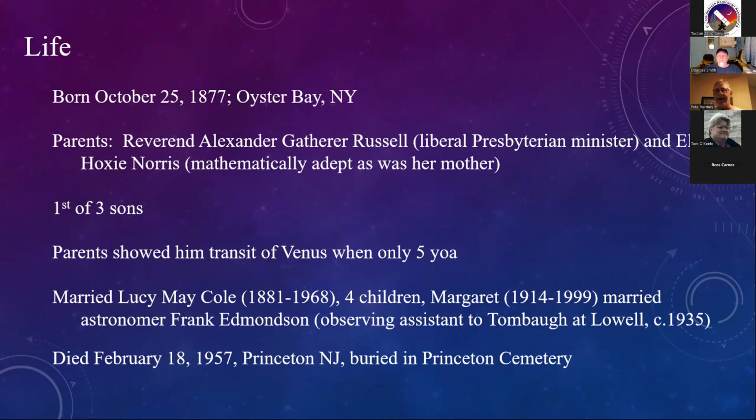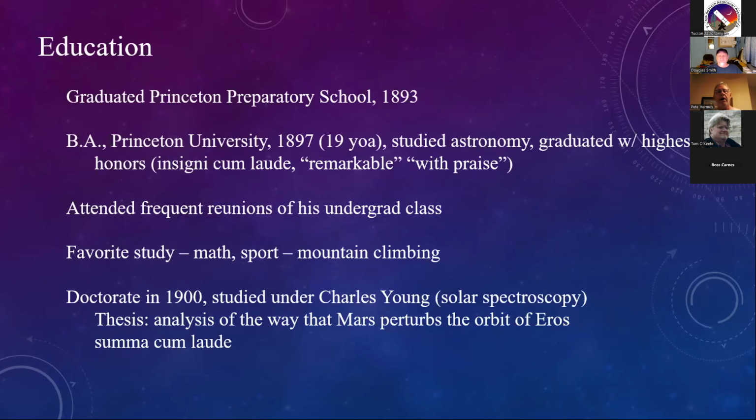Russell has very extensive and long ties to Princeton, as we'll see when we go through the presentation here. His education: he graduated from Princeton Preparatory School in 1893, which would be, from what I understand, tantamount to finishing high school, and then obtained his Bachelor of Arts from Princeton University, having studied astronomy. Note, he's only 19 years of age when he finishes his undergrad degree.